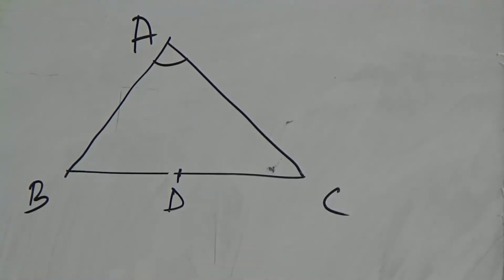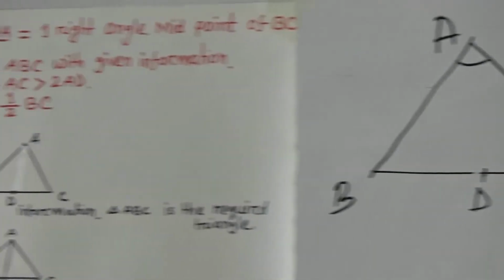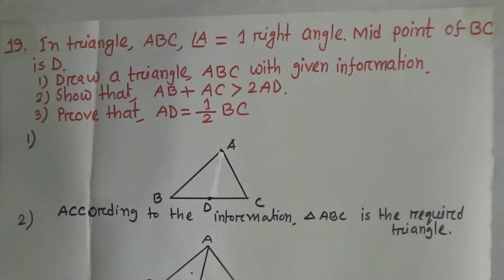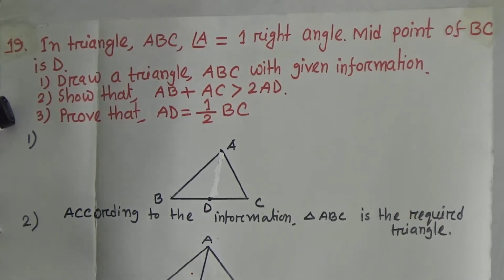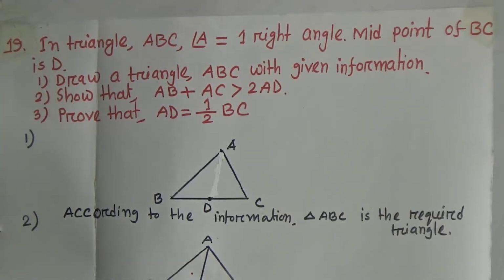So according to the stem, this is the solution. I have drawn triangle ABC, where A is a right angle and D is the midpoint of BC. Therefore, I have written, according to the information, ABC is the required triangle. Now see question number 2. Show that AB plus AC is greater than 2AD.